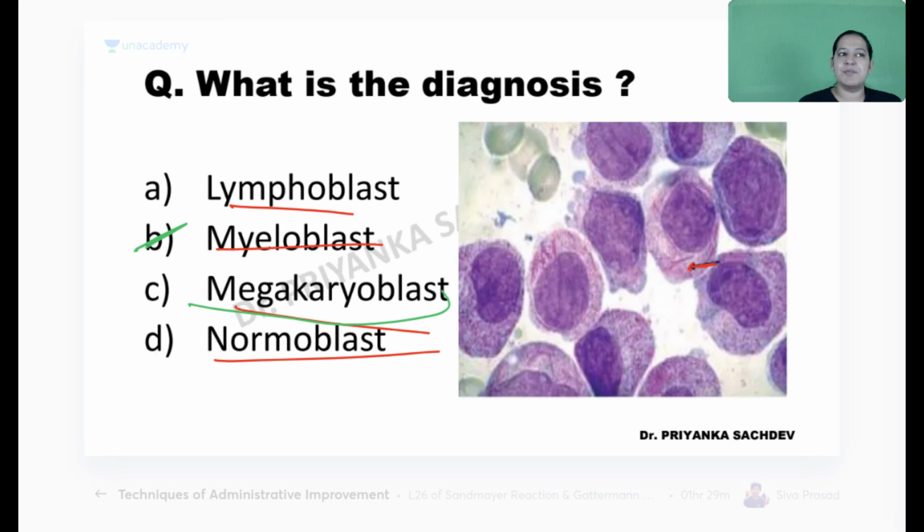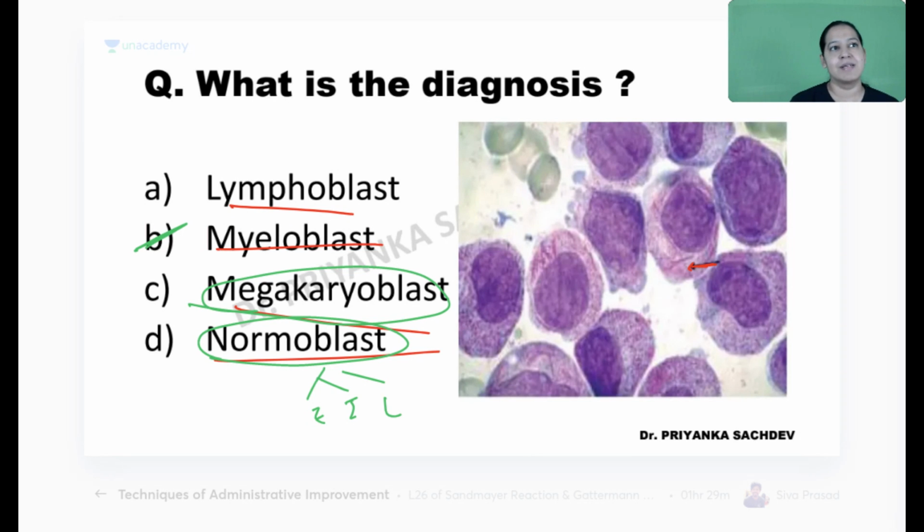It is not megakaryoblast. Megakaryoblasts are multinucleated. All of these have a single nucleus only. It is not normoblast because the size of the cells is much larger than the normoblast. Normoblasts are of 3 types: early, intermediate, and late, and they are the precursors of RBC. These are not looking like precursors of RBCs. These are the precursors of WBCs.